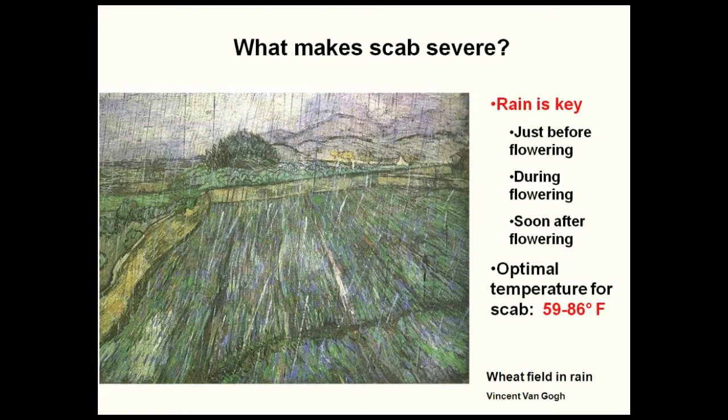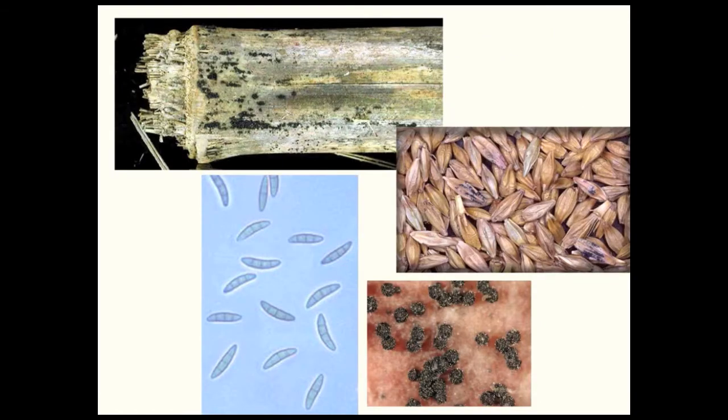So it's rain around flowering, and also temperature. It can't be too cold. Now, normally we don't have a problem. Fusarium doesn't have a problem in this state, because normally it isn't too cold during the time around flowering. So that one is not so variable, but we can have dry springs and we can have wet springs, and that makes the whole difference as to whether scab's going to be a problem in wheat.